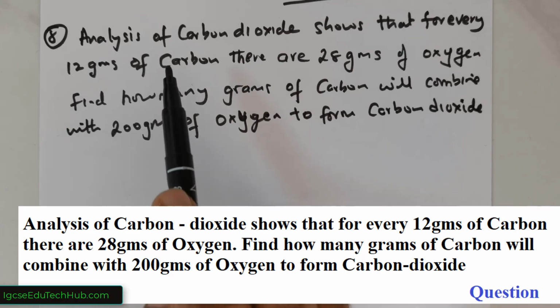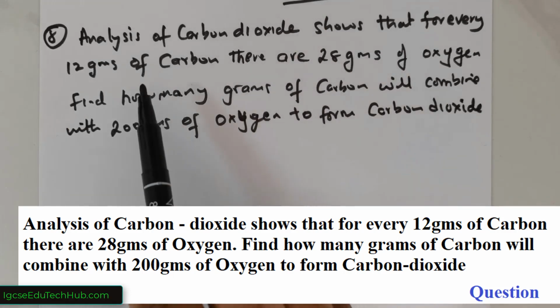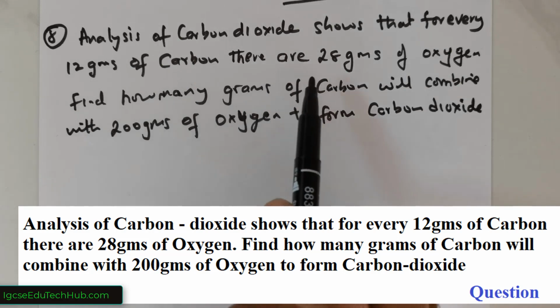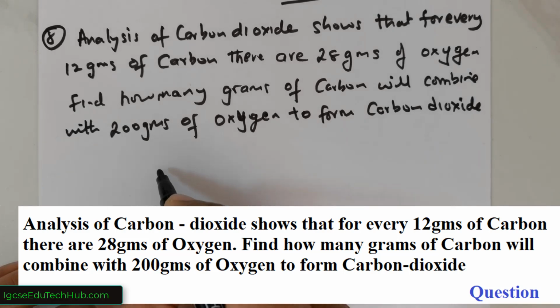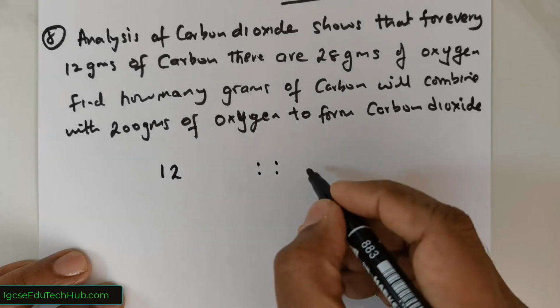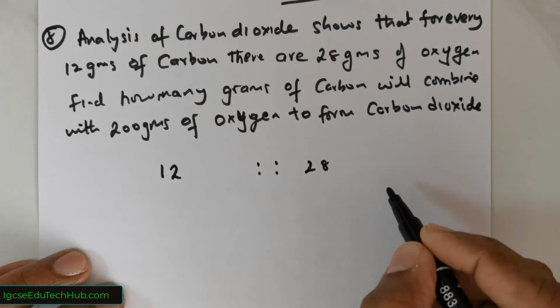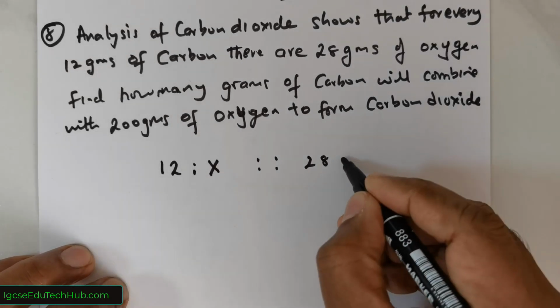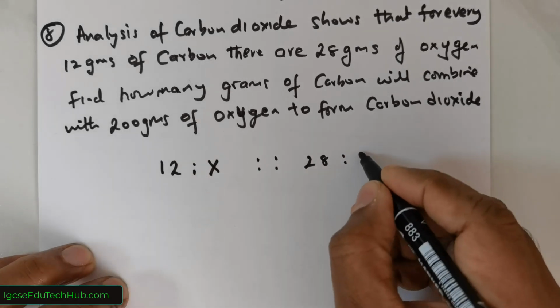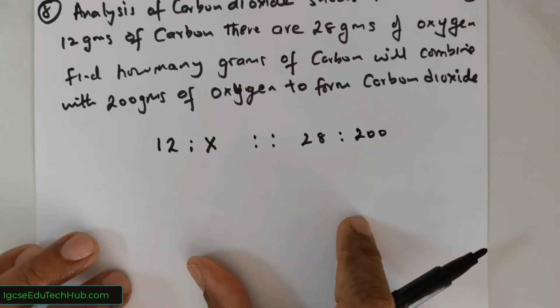Okay, we got an interesting question. Analysis of carbon dioxide shows that for every 12 grams of carbon, there are 28 grams of oxygen. Find how many grams of carbon will combine with 200 grams of oxygen to form carbon dioxide. So we need to set up the equation. I am going to place 12 here, and you place 2 colons there. Now this 12 grams is combining with 28 grams. Now we are expected to find how many grams of carbon is required to combine with 200 grams of oxygen. So this is the setup.